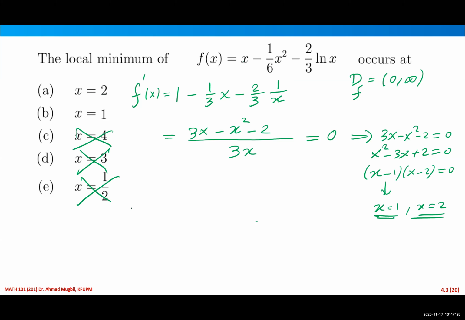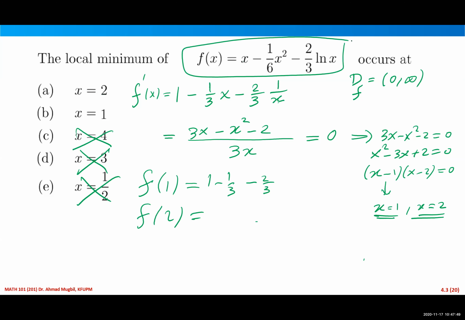Now, if you want to use the first derivative only, put x equals 1, put x equals 2, what will you have? If you put x equals 1, you will have 1 minus a third minus 2/3, which is clearly what, guys? 0. No, where am I putting this? We said f, not the derivative. This is a common mistake. I do this usually, I don't know why. So be careful about it. We are talking about f, the function.